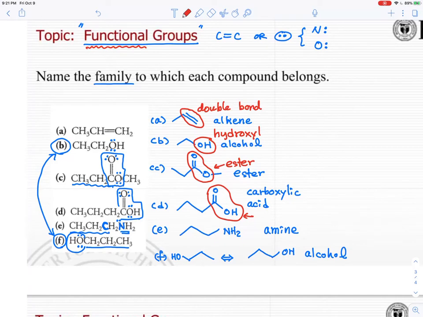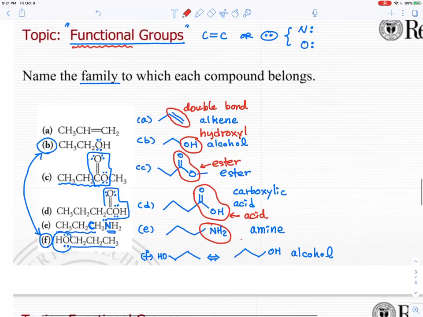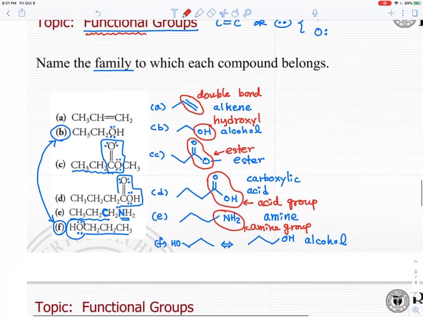Okay. Just call that an acid group, and this is essentially the amine group. Okay, acid group, carboxylic group.